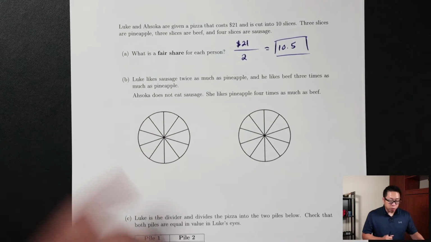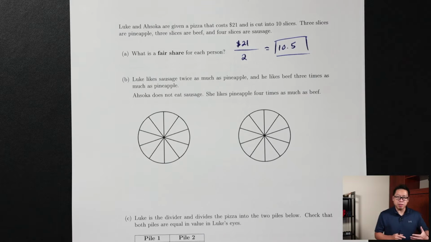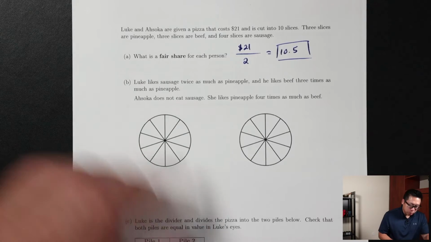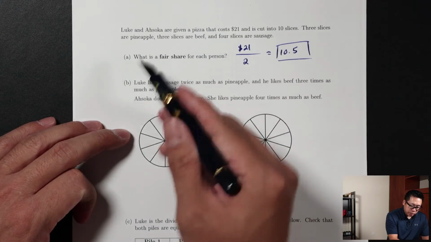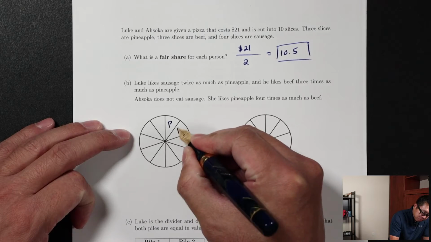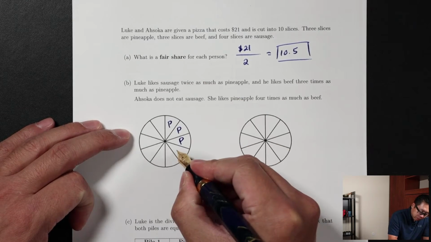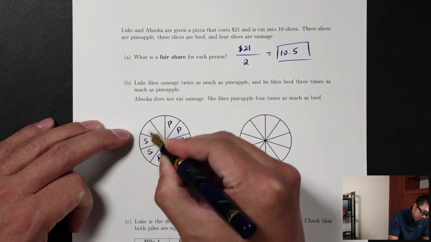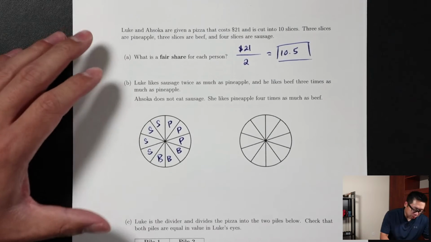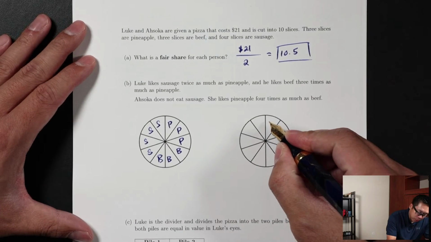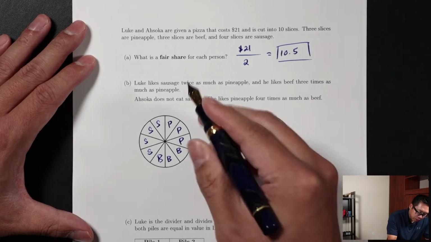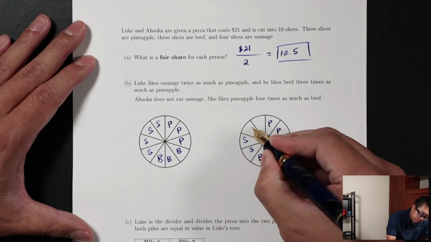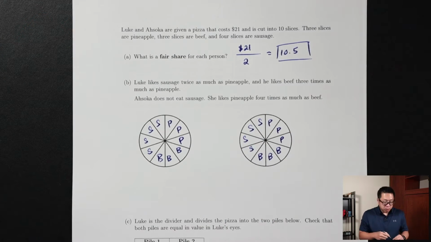So actually, each person views each slice of the pizza differently because each person has different preferences. So what we're going to do is, let me label my pizza. So this is 3 slices of pineapple, 3 of beef, and 4 sausage. I'm going to label the other pizza exactly the same: 3 pineapple, 3 beef, and 4 sausage.